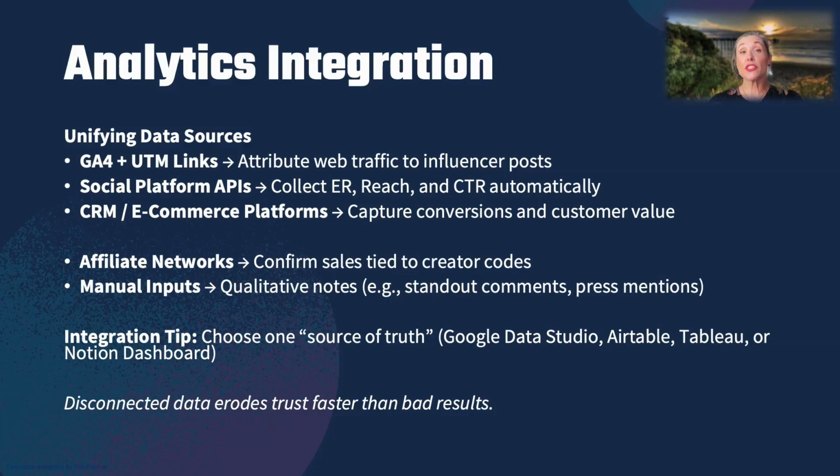UTM parameters are like digital breadcrumbs. They tell you where traffic came from, what content drove it, and which influencer made it happen. Analytics tools like GA4 connect those breadcrumbs to real outcomes, showing exactly which posts and creators lead to conversions. Pixel tracking adds another layer by following what happens after someone clicks, connecting influencer activity to purchases, signups, or downloads.